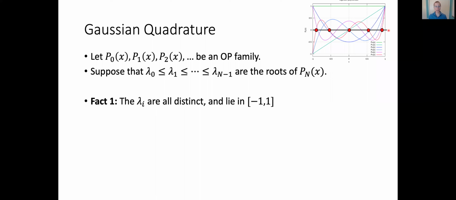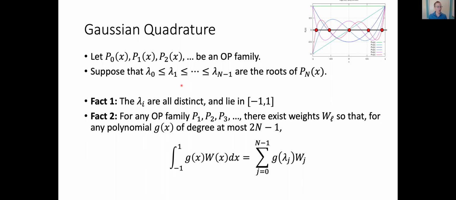And another fact, this is called Gaussian quadrature. For any orthogonal polynomial family, P1, P2, P3, and so on, there exist weights wj, so that for any polynomial g of x of degree at most 2N minus 1, if you integrate that polynomial g against the weight function w that comes with the orthogonal polynomial family, the weights with respect to which that family is orthogonal, then this integral is in fact exactly equal, for low degree polynomials, to just a sum of those polynomials evaluated at the specific roots of Pn, weighted appropriately by the weights wj.